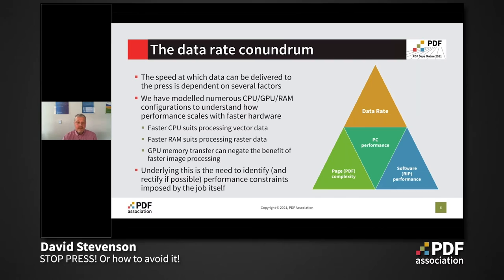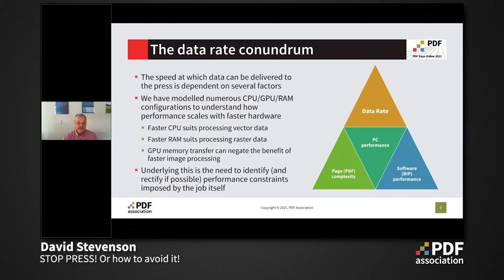And most jobs are, of course, composed of both. So you have to balance those two. And we've also experimented with using GPUs, but unfortunately, when you're throwing around large rasters, the memory transfer between the CPU memory and the GPU memory can negate the benefit of the faster image processing that a GPU can offer. So these are some difficult problems to solve.